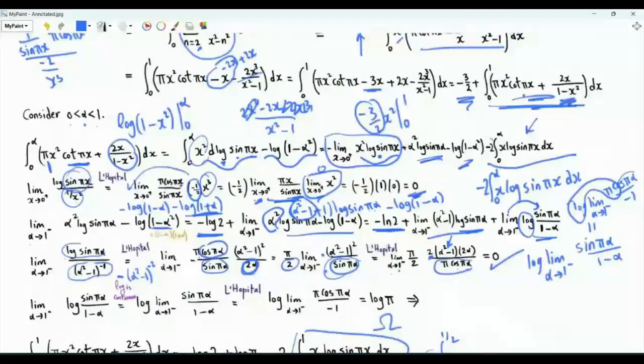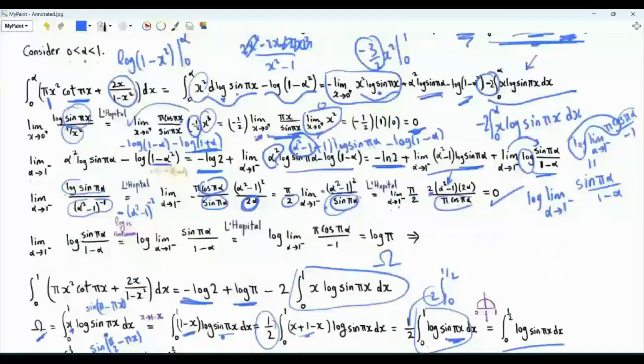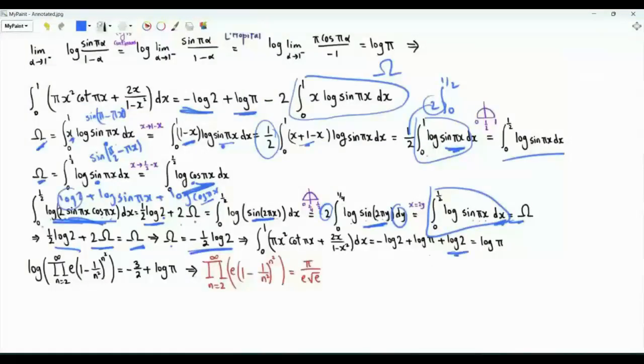To get this integral here, we multiply by minus 2. So we get log 2, and we had those two terms. We are left with log pi. The logarithm of the infinite product is minus 3 over 2 plus log pi. If we exponentiate, we get e to the minus 3 over 2 plus log pi. This is equal to pi e to the minus 3 over 2, or pi divided by e, the square root of e. This is the value of this infinite product.